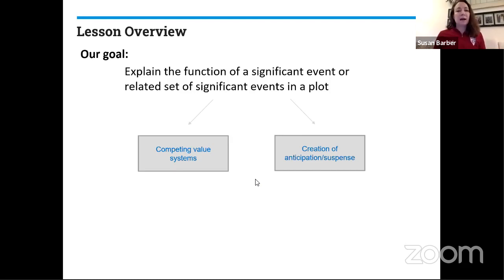One is that we can see a significant event or series of events that highlights competing value systems. We're going to talk about this in a second. The one we're really going to focus on today, however, is that sometimes a significant event in a novel will create this sense of anticipation or suspense, and that drives the plot in the novel. And it also causes characters to react. And so that kind of forces change on the characters.